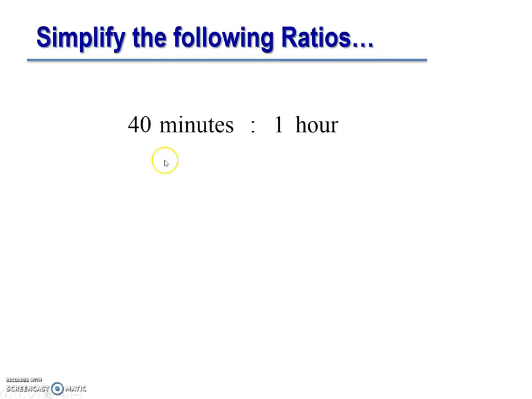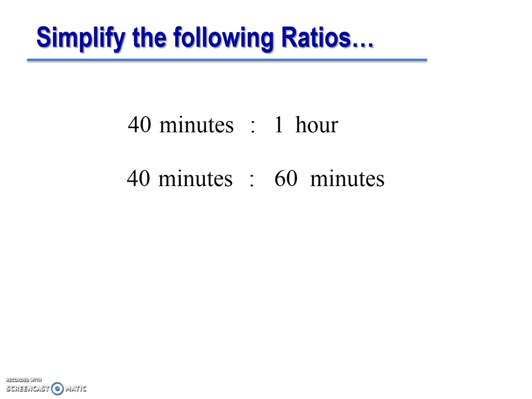However, sometimes we might have a question like this, which is a comparison between two different units. For example, 40 minutes is compared with 1 hour. Now definitely we cannot just cancel the hour and the minutes because the two units are different. So what we do, either we change the minutes to hour or we change the hour to minutes, so that both sides, left and right, will give you the same units. I think it's easier to change the hour to become minutes.